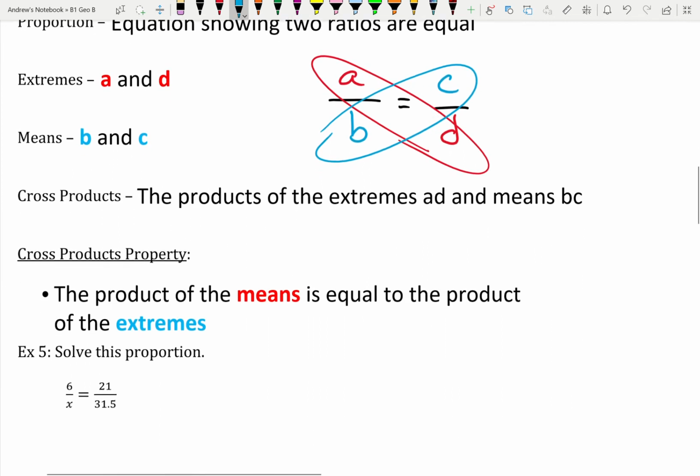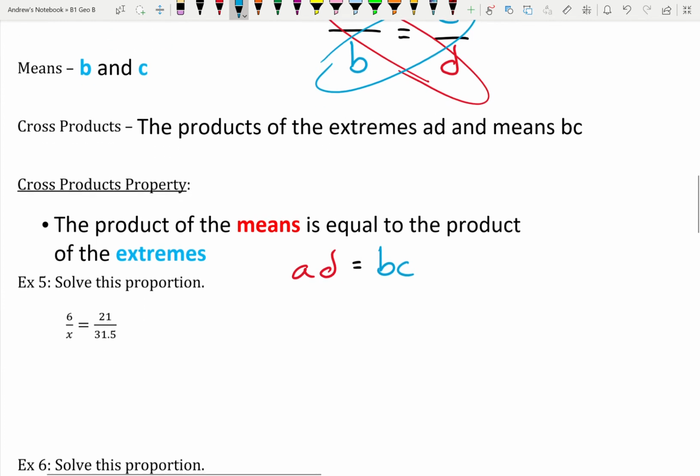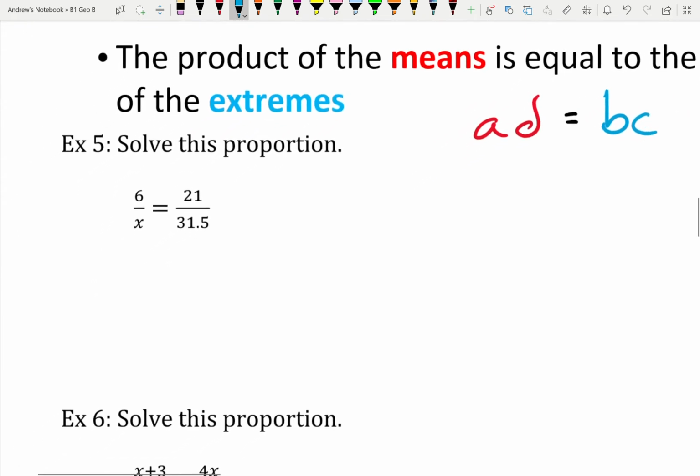We have this thing called the cross product property, which is basically saying that when I do this cross product thing, A times D is going to be equal to B times C. The red stuff and the blue stuff are going to be equal to each other. I know this is probably one of those things where you're looking at definitions and thinking, oh my gosh, what is going on with this? It's a little bit easier when we get into the problems.